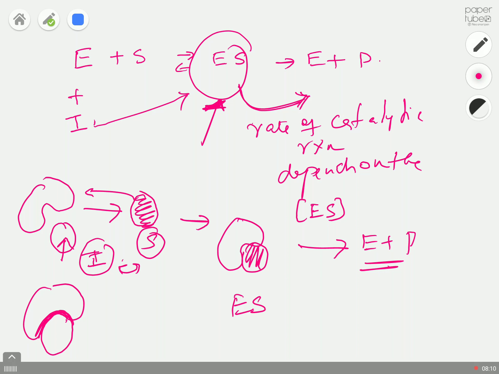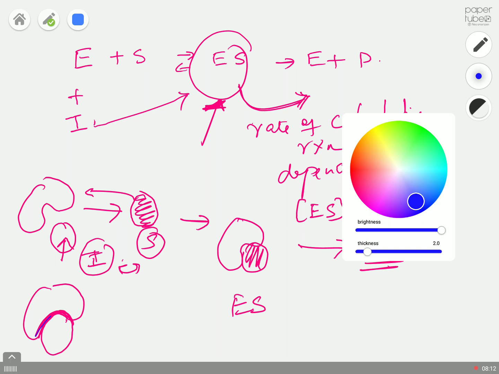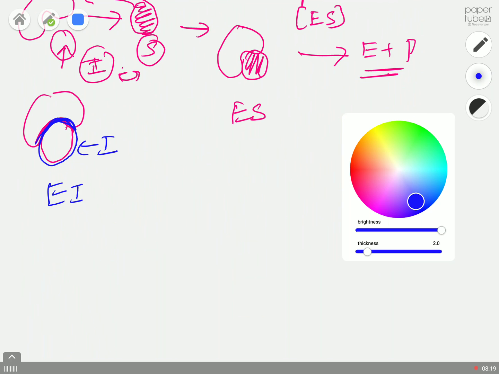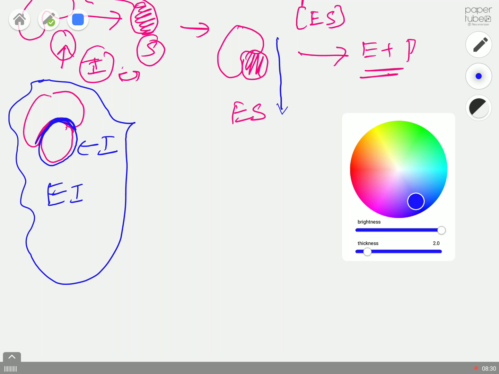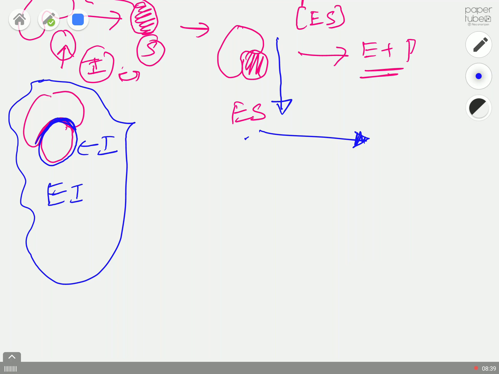Let me put some other color. This small space, yeah. So that can lock your inhibitor, to form the enzyme-inhibitor complex. So since some of the enzyme is bound to inhibitor to make enzyme-inhibitor complex, naturally the concentration of your enzyme-substrate complex will decrease, which means naturally the rate of reaction will decrease. So that's the whole concept of enzyme inhibitors.